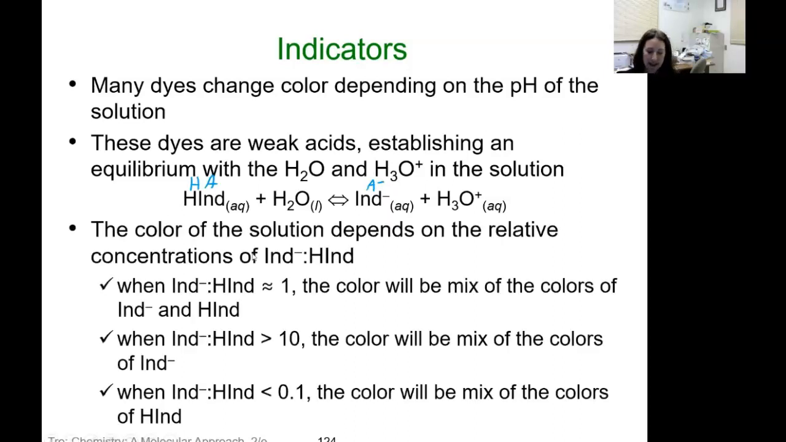And so the color depends on the mixtures of the conjugate base with the acid, right? So when they're about equal, when they equal each other, the colors mix. When the base is greater than the acid, it's going to be, again, a mix. And then, so we're going to look at these now.